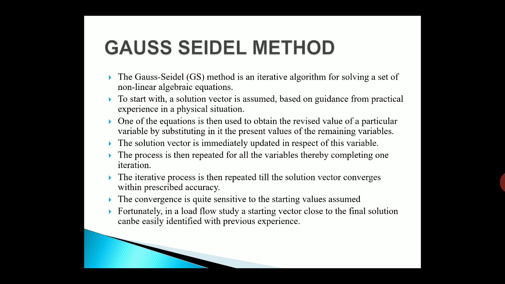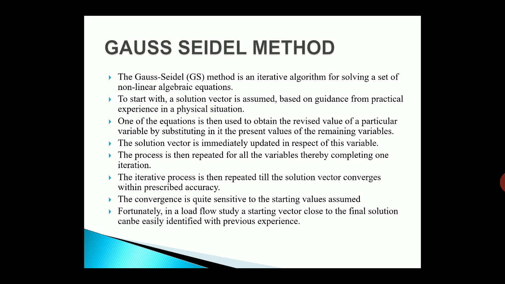The iterative process is then repeated till the solution vector converges within a prescribed accuracy. So what is the accuracy? I need you to understand this. The iterative way is like, let's say you get an equation like x plus y equals 5. There are multiple combinations. Let's say x is 3 and y is 2. Or it may not be that simple. For example, x plus sine y, sine y squared, equal to something, x into sine y plus z equal to 0.